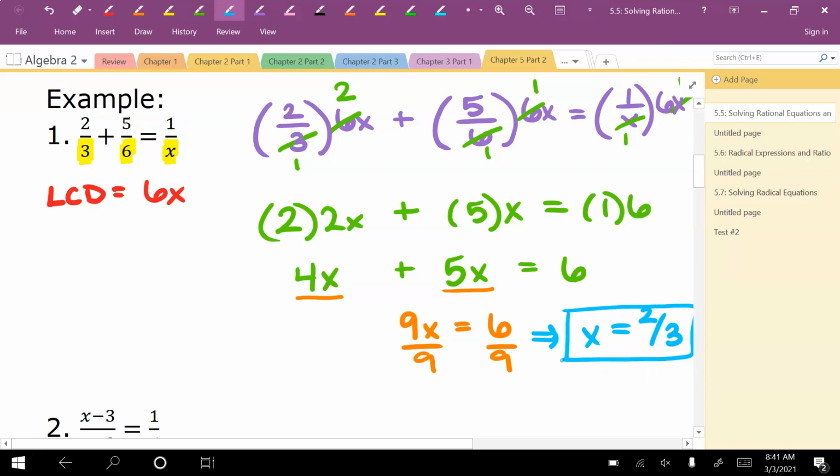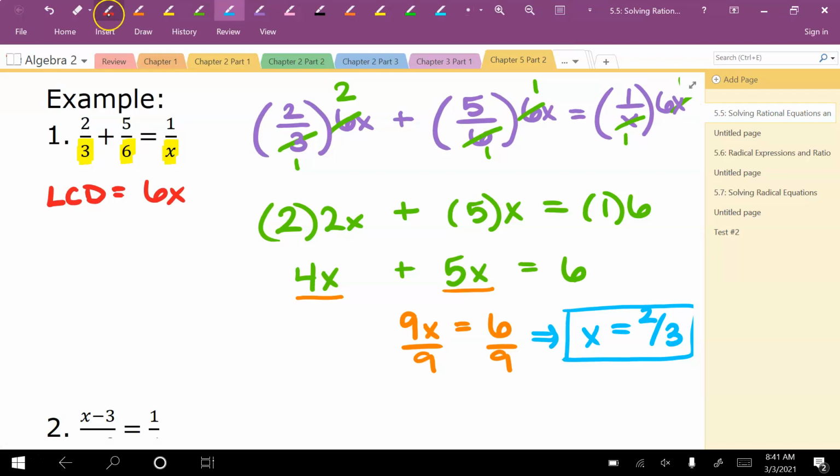Now, if I wanted to check this, I could take 2/3 and plug that into my equation, put it in for that x. I could add 2/3 and 5/6, and that should be the same thing if I took 1 divided by 2/3. And you could easily just use your calculator to type that out and do a quick check. But that is what should happen when we do that.